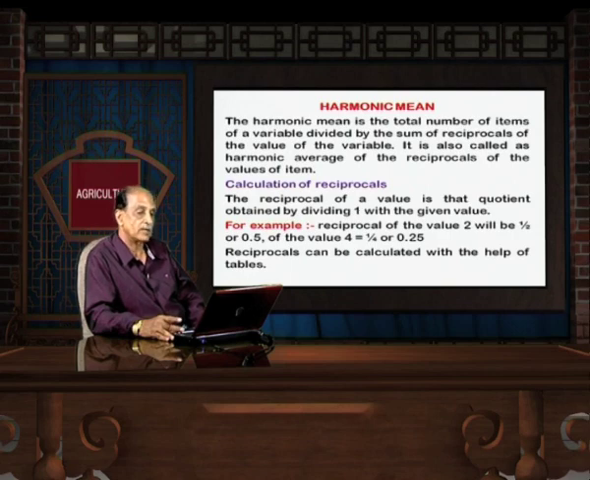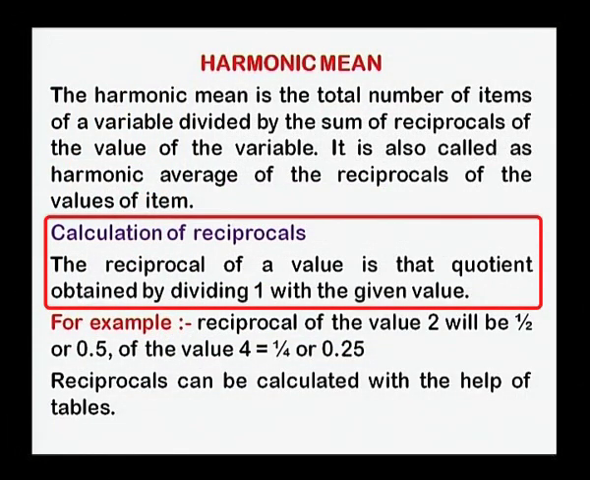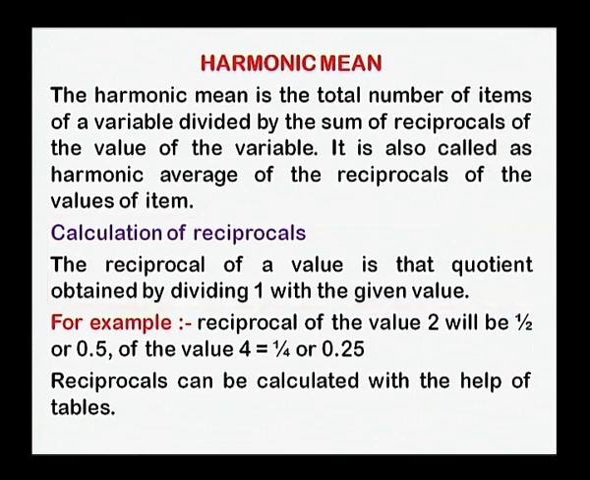Now, how to calculate reciprocals? Calculation of reciprocals takes place in this way. The reciprocal of a value is the quotient obtained by dividing one by the given value. Now, this can be well explained with the help of this example. Reciprocal of the value 2 will be 1 divided by 2. In this way, we get 0.5. So far as 4 is concerned, again we have to divide 1 by 4, we get 0.25. In certain situations, the reciprocals can be calculated with the help of tables.